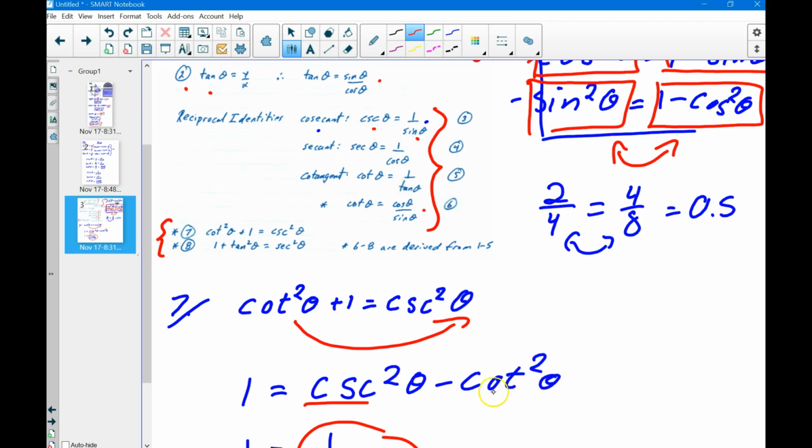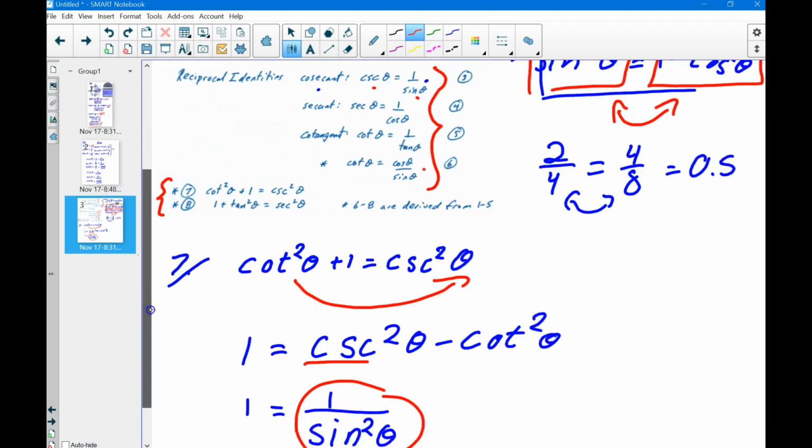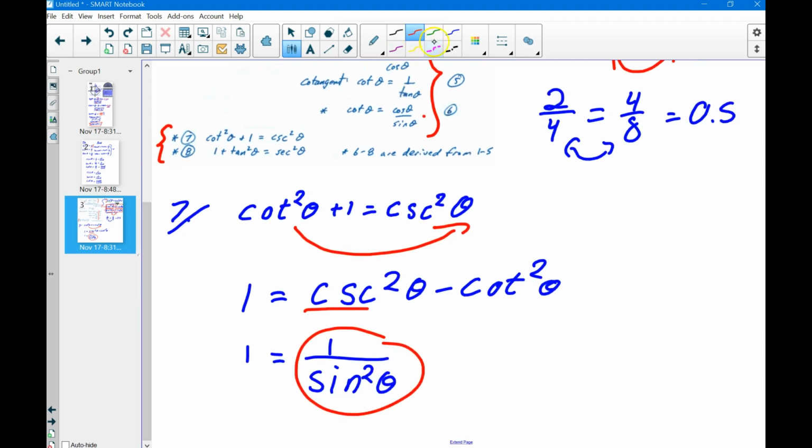They're the same. How about cotan squared? Cotan's right here, which is cosine over sine. So my cotan squared is going to look like this. Minus cosine squared over sine squared.